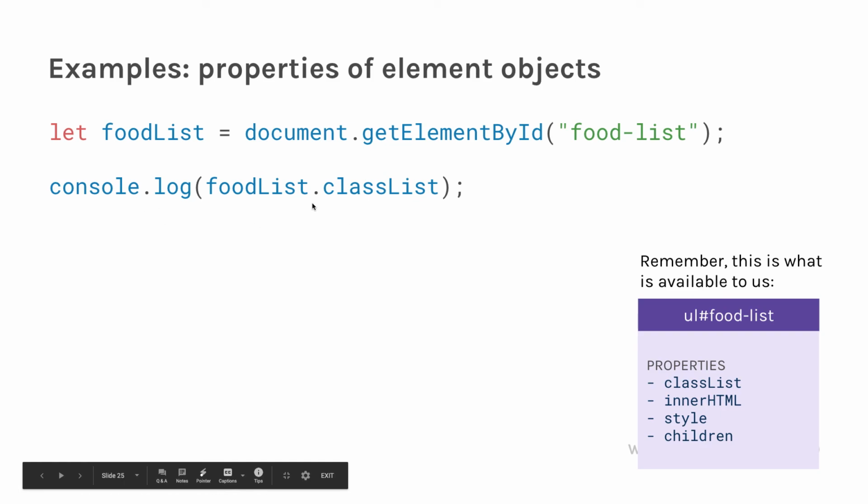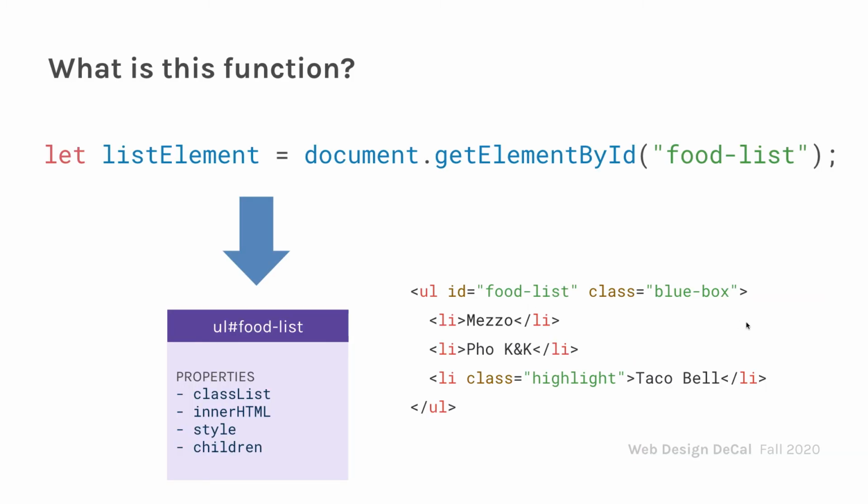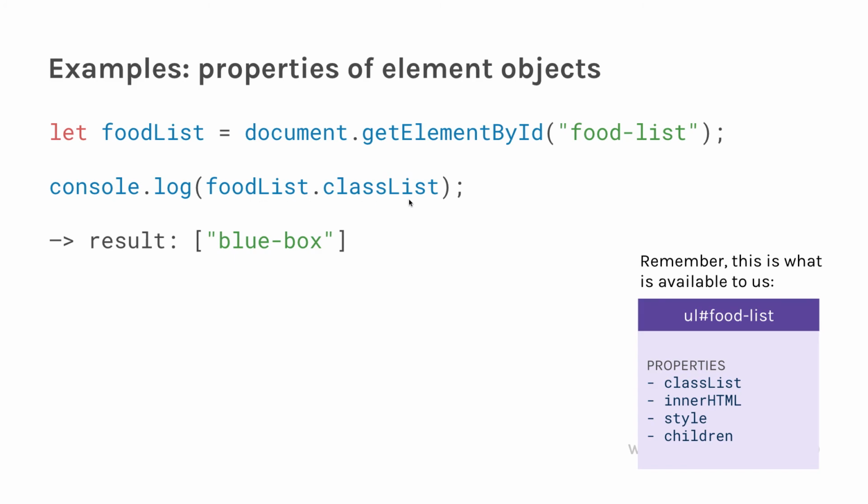So here we say console.log food list dot classList. What this says in English is, I want to know the class list of food list. What this is going to return is a list structure in JavaScript of the class names in the UL food list object. You can see in previous code, it had class equals blue box, and that's what .classList does. So foodlist.classList returns a list structure of the class names that exist in the food list object. Don't worry about these square bracket structures. We'll teach you that in about two weeks, I think. They're called lists and arrays. But the important thing to note is that .classList returns all the class names of the object we're referring to.